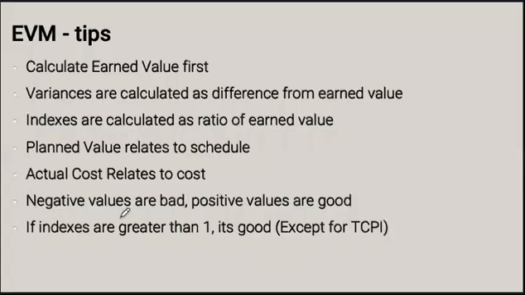A couple of tips for earned value management. The first thing is to calculate the earned value and then the planned value. So the variances are calculated from earned value. Indexes are calculated as a ratio of earned value. Planned value relates to schedule. Actual cost is obviously related to costs. Negative values are bad, positive values are good. If indexes are greater than 1, then things are going well, except for the to-complete performance index. If that index is greater than 1, we have to work at a 100-something rate of performance in order to complete on target.